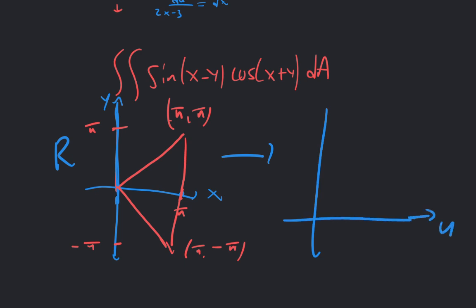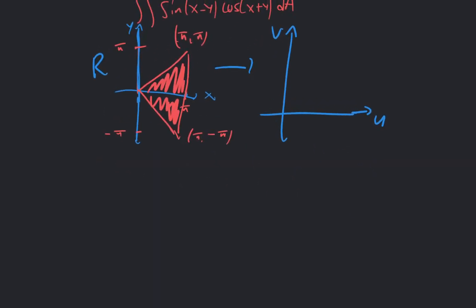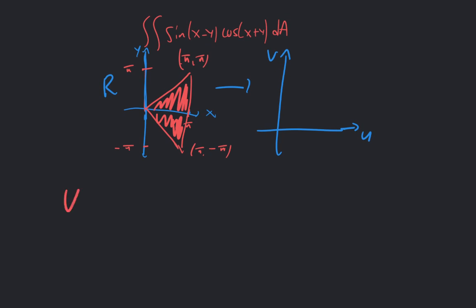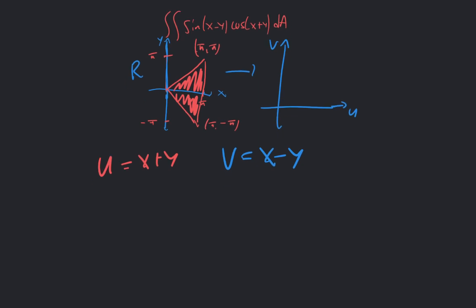We're going to be using the variables u and v, and we want to know how we're going to draw our new region. But first, what we're going to do is make the substitution. u is equal to x plus y, and then v is x minus y. So now the next step is we're going to add them together and subtract them, because we want to solve for x and y in terms of u and v, because that's going to help us with figuring out our Jacobian.